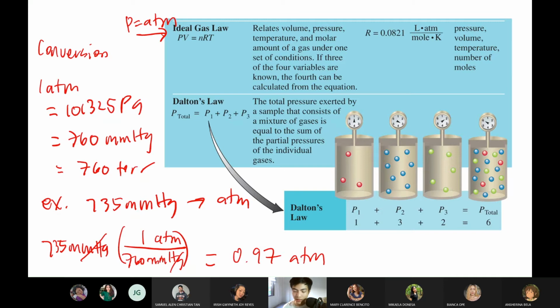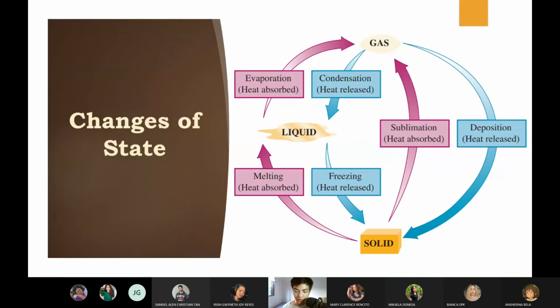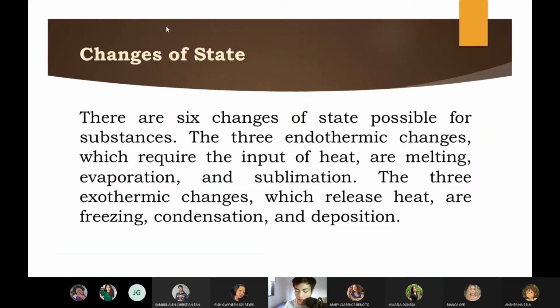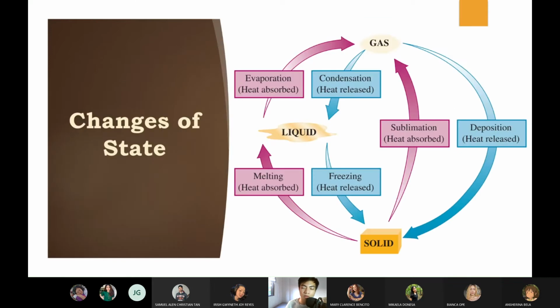So now, tapos na tayo sa gases. Let's talk about other states of matter. Pag-usapan natin yung changes of their state. Paano sila nagbabago-bago ng anyo? So, the reason why nagbabago-bago sila ng anyo is because of the temperature. Kapag tinaasan mo yung temperature, tumataas yung kanilang kinetic energy. Hence, mas magalaw na sila. Mas mataas na yung kinetic energy nila.